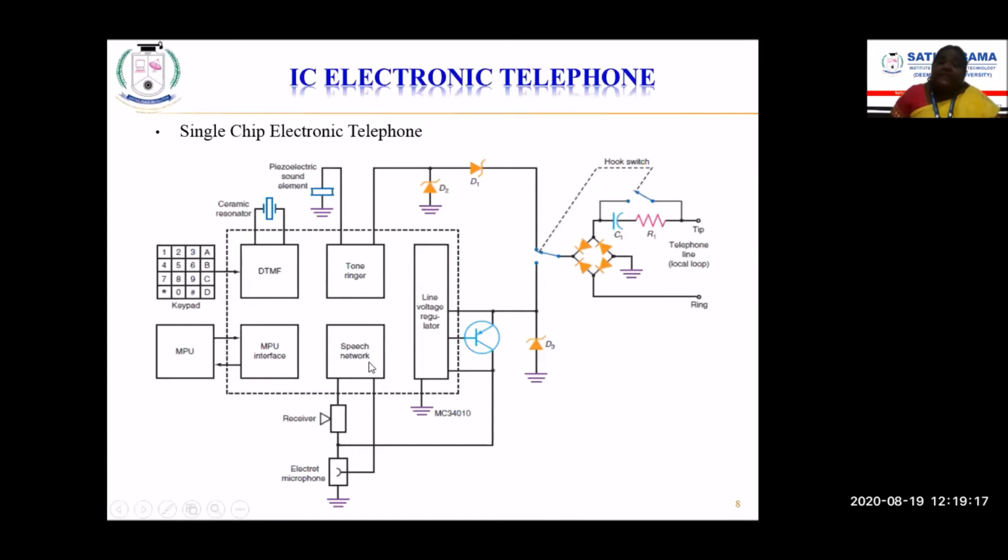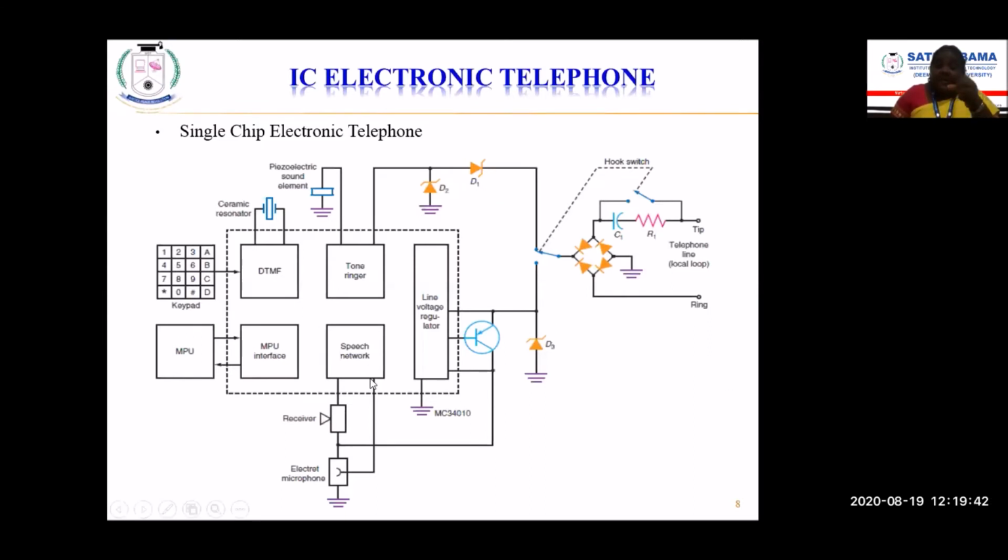So it is the speech conditioning network, which is going to work on the audio signals that are being received with the help of the microphone. Whenever we speak, that will be captured with the electric microphone and conditioned. If any extra additional noise has been added, it will be nullified with the help of the filters available in the speech network.